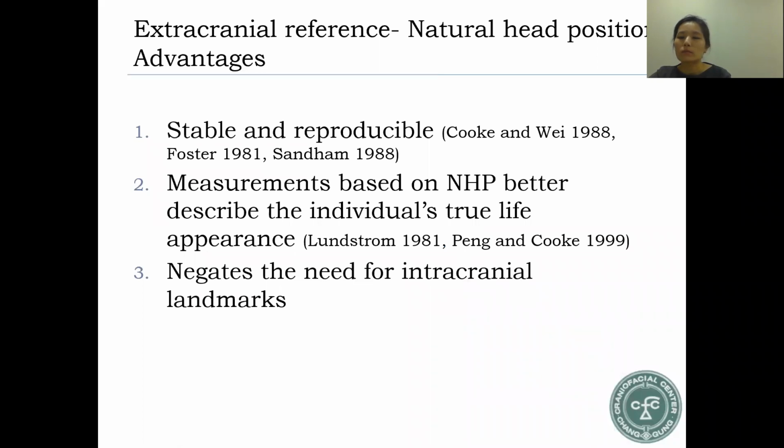The advantages of using natural head position as the reference to evaluate craniofacial morphology include, first, stable and reproducible, not influenced by the anatomical variability. And second, measurements based on natural head position better describe the individual's true life appearance. Third, no need for intracranial landmarks. Therefore, natural head position has gained popularity with both orthodontists and surgeons over the world.